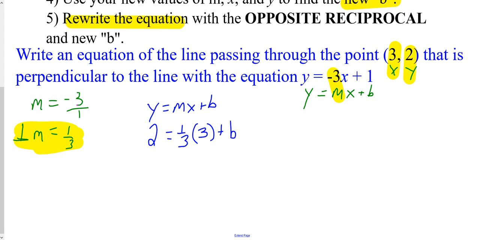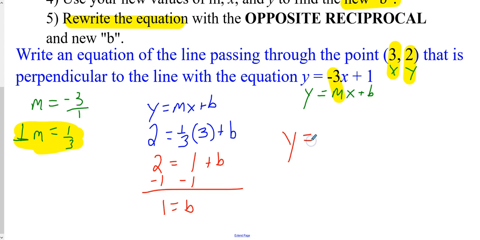So doing some quick math, 1/3 times 3 naturally is 1. So I'm going to subtract 1 from both sides to get b by itself. And I get b is 1. So now I'm going to rewrite my equation, plugging in my new slope of 1/3 and my b value of +1. And that's our equation of the line.